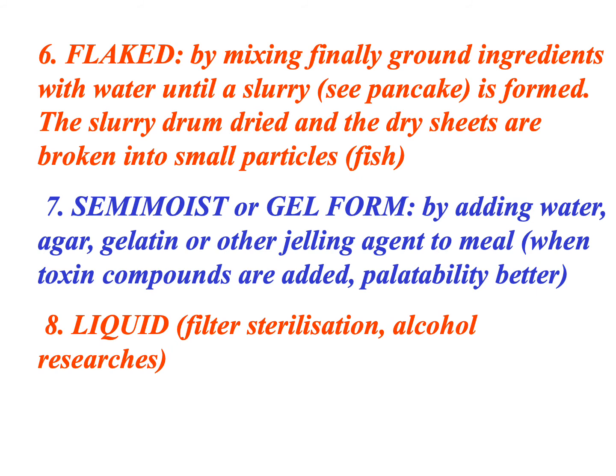Seven, semi-moist or gel form, by adding water, agar, gelatin, or other gelling agent to meal. When toxin compounds are added, in this way the palatability is better for the animals. And the eighth is a liquid form, when we use a filter sterilization, for example, alcohol research or so.